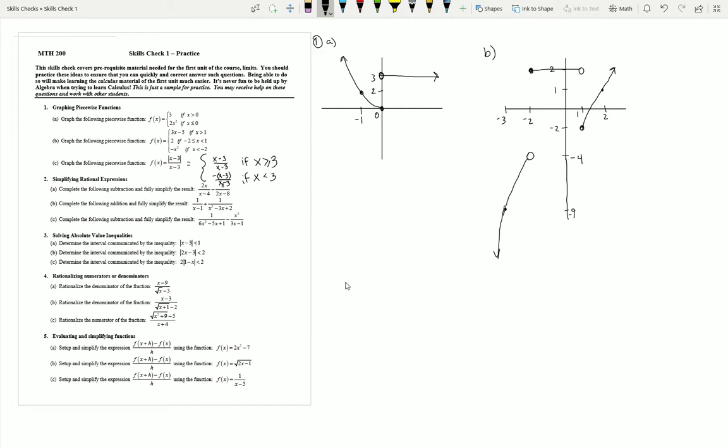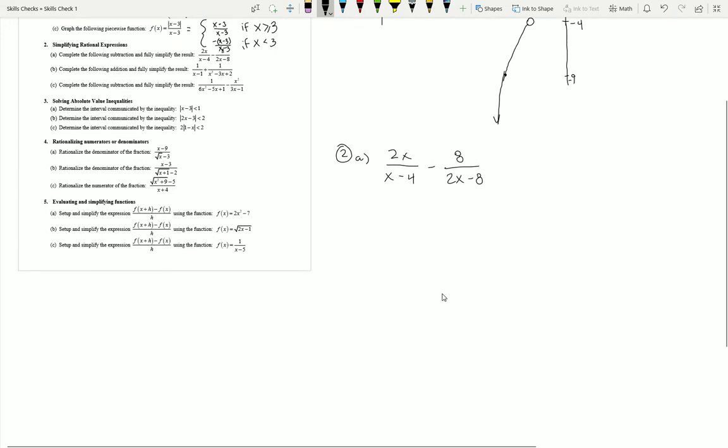I'm going to go ahead here and just take a look at 2a and try to see exactly how I would do a question like this. So here I'm starting with the fraction 2x over x minus 4, and I'm being asked to subtract from that the fraction x over 2x minus 8. Now many of us of course already know that if we want to add or subtract fractions together, we need to make sure that they have a common denominator.